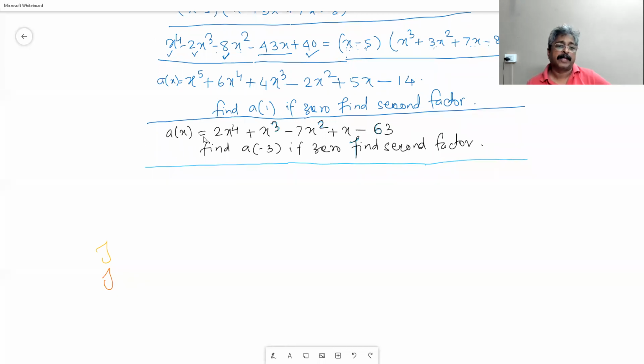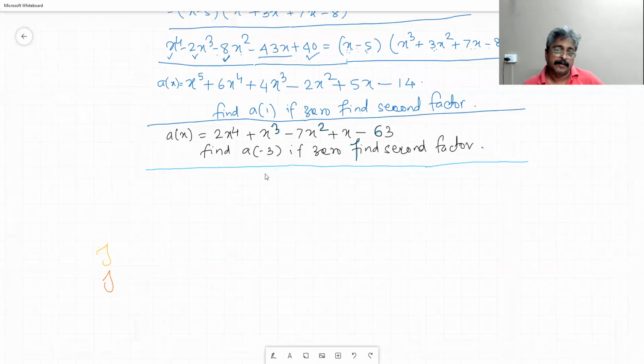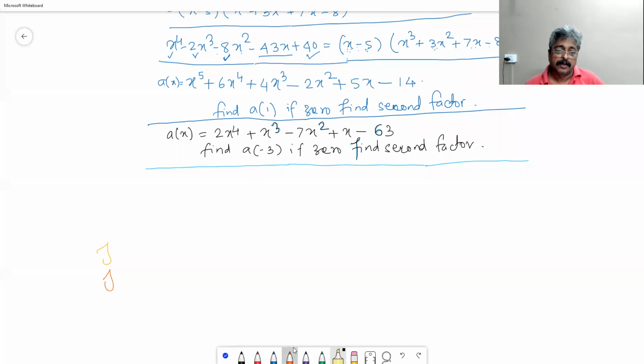Okay, next problem, a of x is equal to 2x4 plus x cube minus 7x square plus x minus 63. Find a of minus 3, and if 0, find second factor. So, okay, students have found out a of minus 3. A of minus 3 happens to be equal to 6. Now you must have done it by one method. Let me show you another method which is called synthetic division.